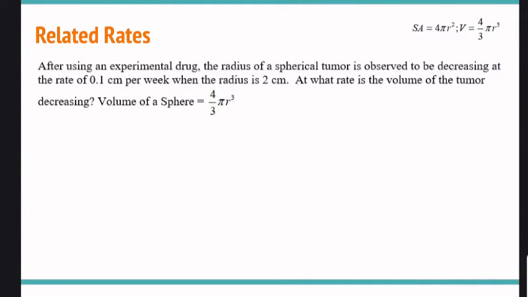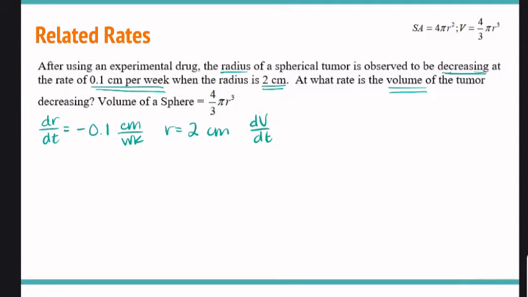Next one. After using an experimental drug, the radius of a spherical tumor is observed to be decreasing. Ooh, so decreasing, we know we're going to have something negative there. At a rate of 0.1 centimeters per week when the radius is 2 centimeters. At what rate is the volume of the tumor decreasing? So we know that the radius is decreasing. So dr/dt is going to be negative 0.1 centimeters per week. We know that the radius is 2 centimeters at that point in time. And we want to find dV/dt again.